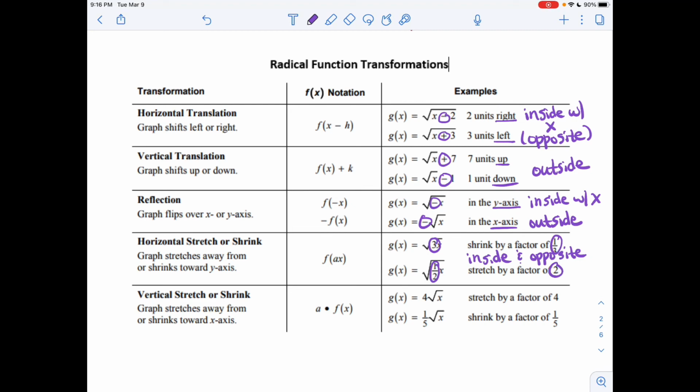in this case, 2. Vertical stretches and shrinks happen in the front, and it'll be a number that is either bigger than 1 or less than 1. If it's bigger than 1, such as this 4, then it's a stretch by a factor of 4. And if you see a number smaller than 1, then it's a shrink. So remember again that these happen outside because they're affecting vertical values.